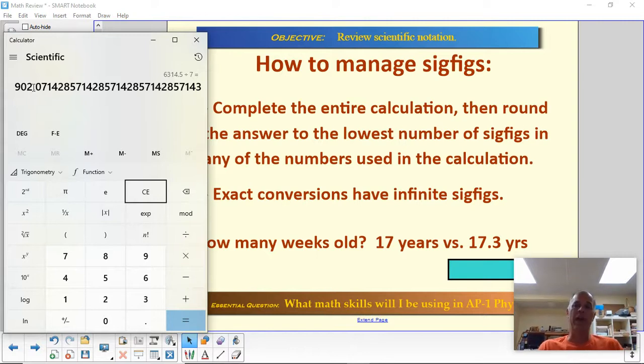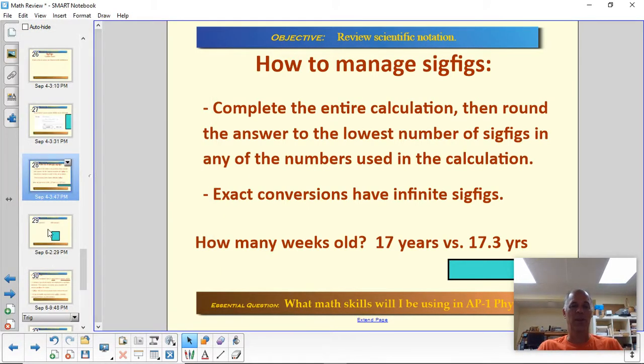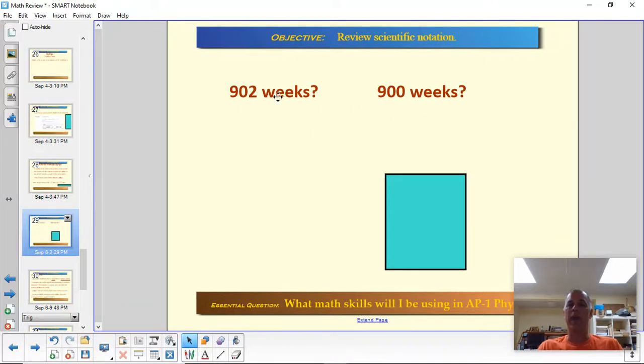But what if we used a different method? What if we said 17.3 years times 52 weeks per year? Because everybody knows there's 52 weeks in a year. Oh, now we get 899.6, which rounds off to like 900. So what answer can we use? What's the right answer? Why do we get this discrepancy? Does this mean that one of these is wrong and one of these is right? Okay, well, think about this for just a moment.